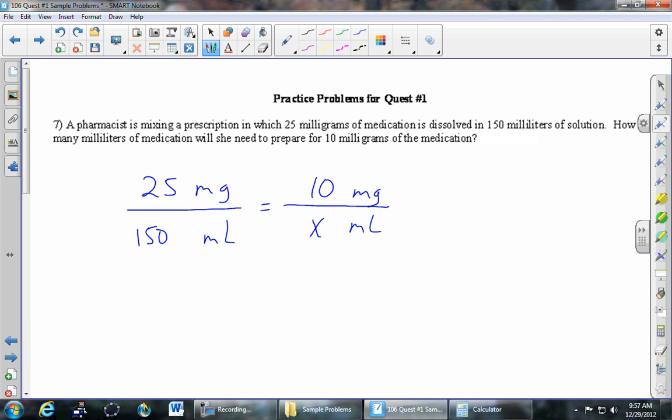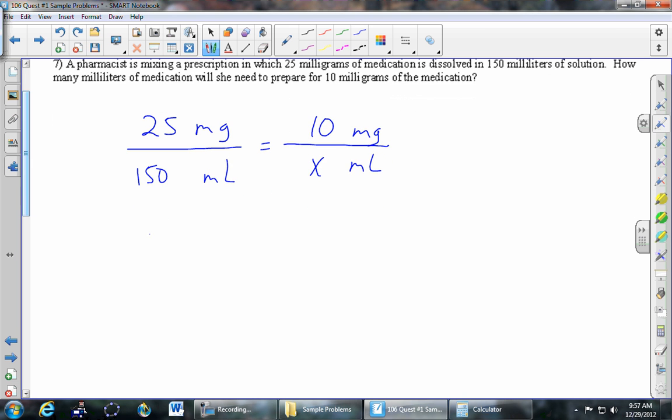So if the phrase cross multiply means something to you, then go ahead and do it now. If not, we're going to copy this as it is, 25 over 150. I'm going to stop writing the units because I've already got the thing set up. So certainly you're welcome to reduce the 25 over 150. That would make the number smaller, which is a good thing.